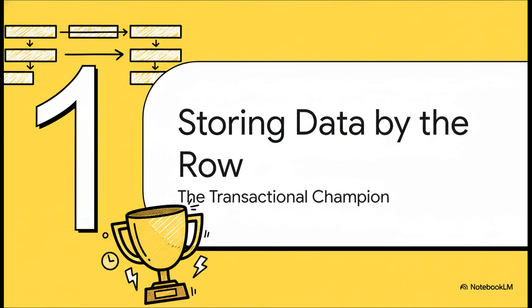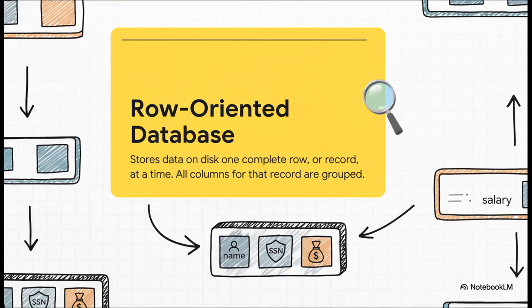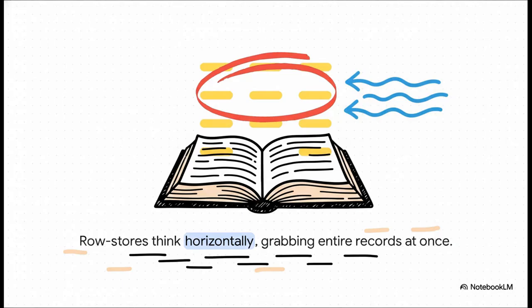Okay, let's get into it with our first contender, the row-oriented database. I like to call this one the transactional champion, and you'll see why in a second. So, what does that actually mean? Well, it's pretty simple, really. A row-oriented database stores everything for a single record all together. So all the info for employee 1, their name, their SSN, their salary, it's all physically sitting next to each other on the disk. The database literally thinks horizontally. When you ask for a record, it just finds the beginning of that line and reads straight across, grabbing the entire row in one single move. It's just like reading a sentence in a book.